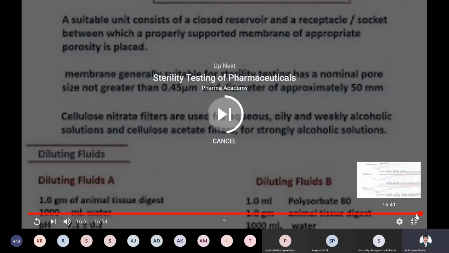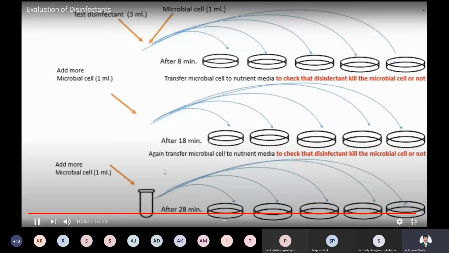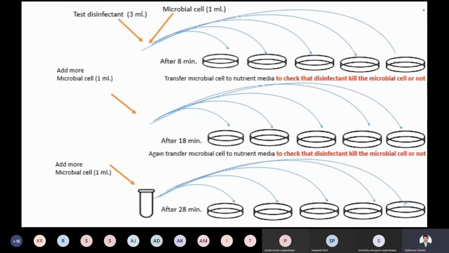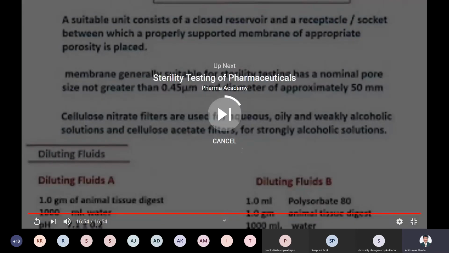Okay, so this is about the tests that are there. So we can determine that. So how much concentration, right? How much concentration of disinfectant is needed to kill the microorganisms, and from that concentration we can see whether this test fails or not. Okay.